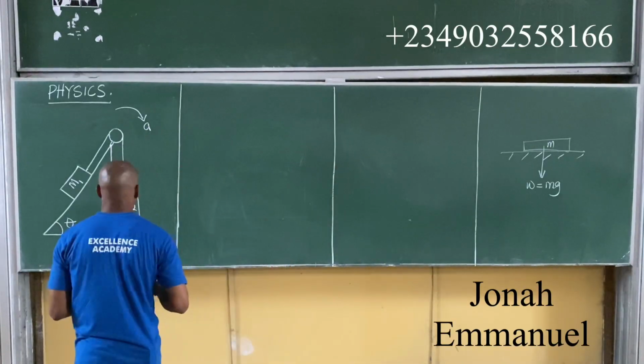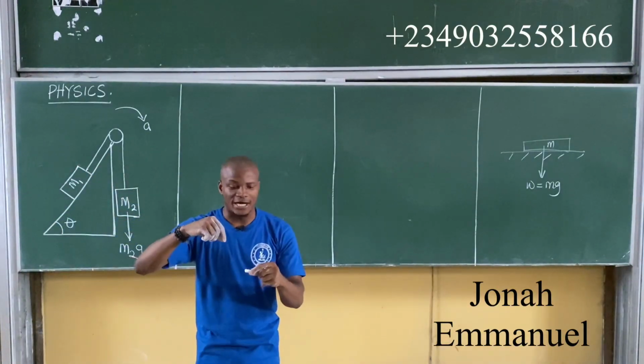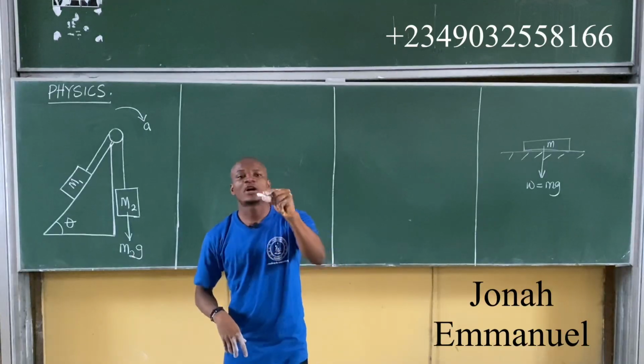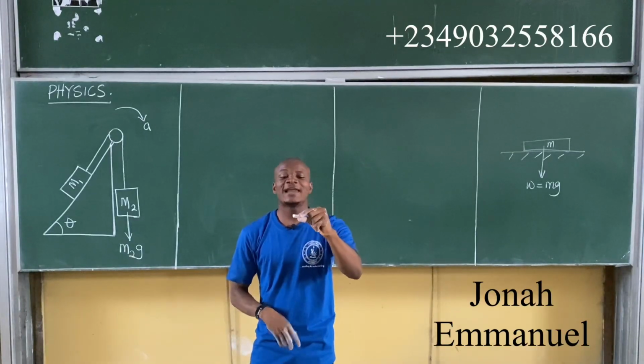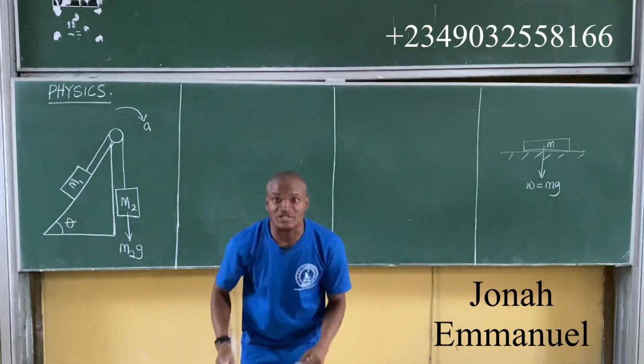Now, here's what to note. Look at this. Imagine this now. I have a piece of chalk here. If I let go of this chalk, it falls. Now, get a second assumption.